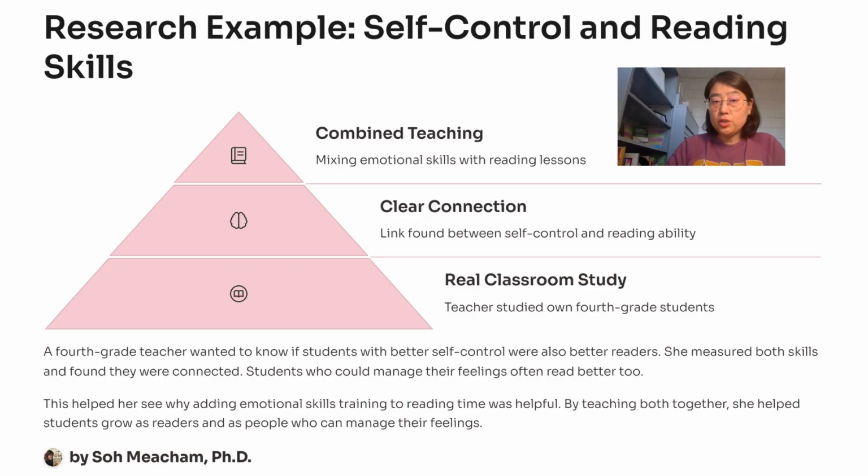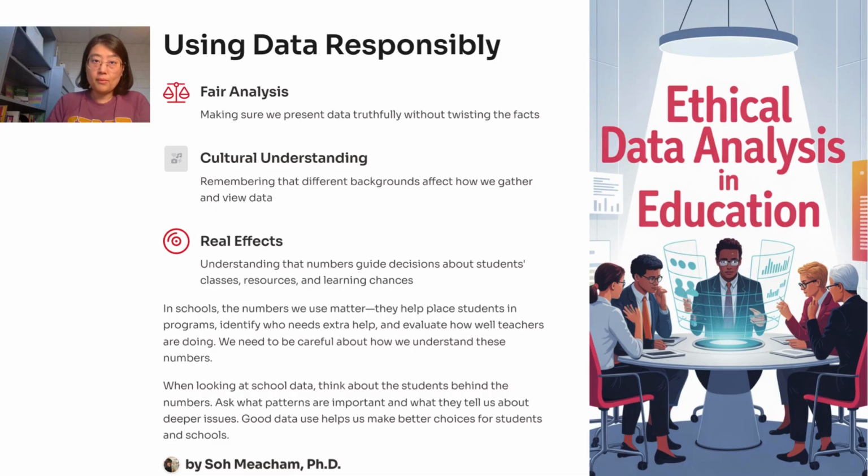Or imagine a teacher researcher in a fourth grade classroom interested in self regulation. She gives her students a self regulation scale and compares scores to reading comprehension levels. She finds a correlation of 0.45, a moderate relationship. This helps her justify integrating more social emotional learning into her literacy block.